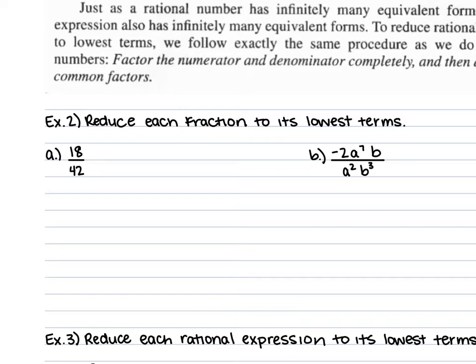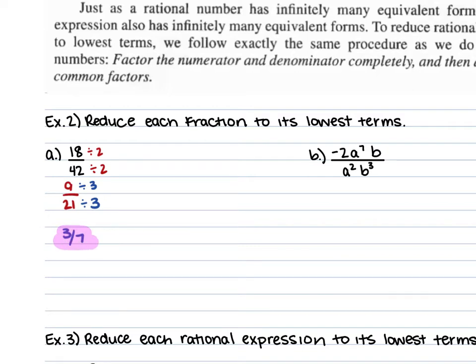So if we were to divide each of these by 2, we are left with 9 over 21. Now think about 9, think about 21. What number goes into both of those other than 1? 3, so we would divide each of these by 3. So 9 divided by 3 is 3. 21 divided by 3 is 7. So that's just 3 over 7.